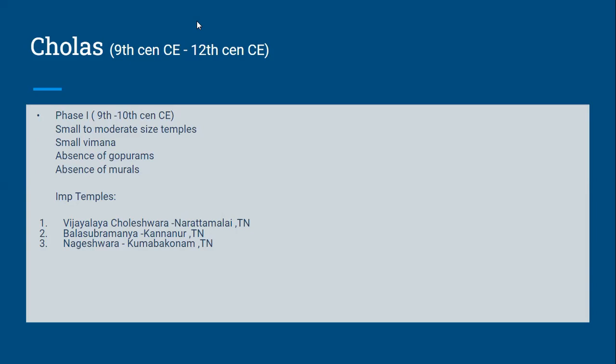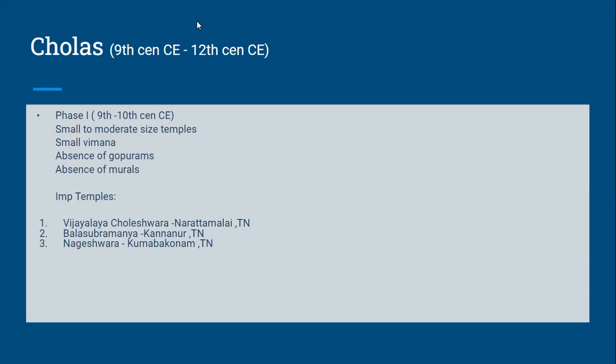Now, which are the important temples? So the first one is Vijayanagar Choleshwar temple. It is at Nartamalai in Tamil Nadu. Second one, Balasubramaniam temple at Kannur, Tamil Nadu. Then Nageshwara temple at Kumbakonam in Tamil Nadu. So all these three examples are in Tamil Nadu only.